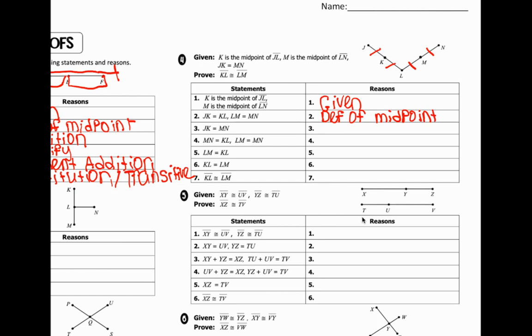Then it says JK is equal to MN. Okay, so if JK is equal to MN, that's actually also given. So make sure you always check all your givens. So that's a given.